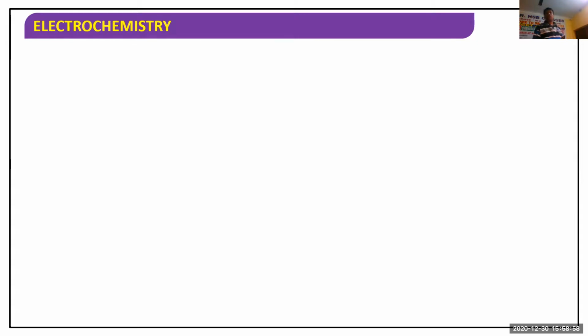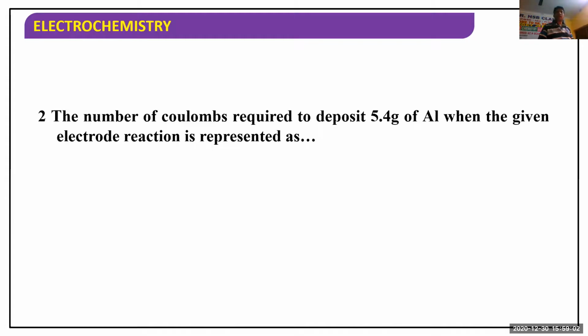Number of coulombs required to deposit 5.4 gram of aluminum when the given electrode reaction is represented as. There are 4 options.